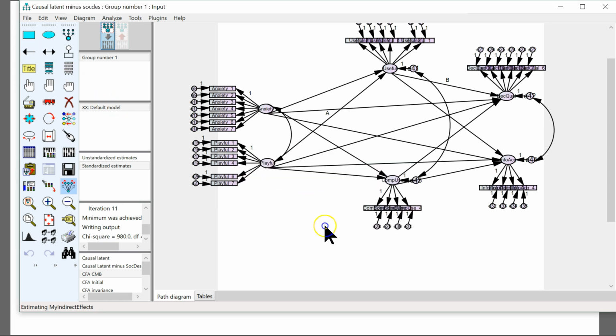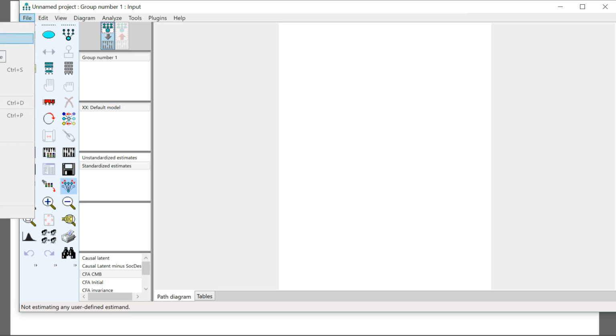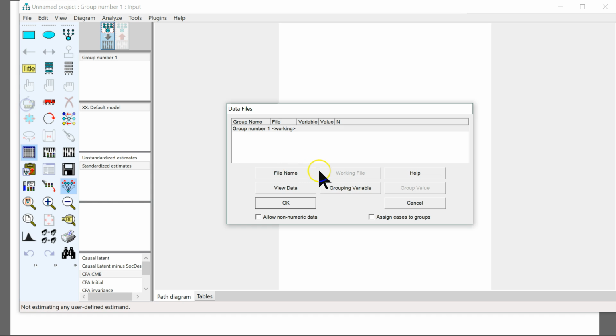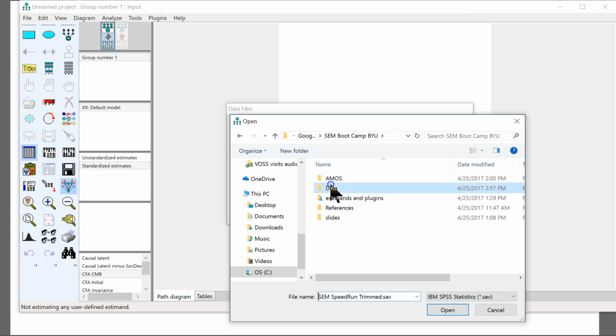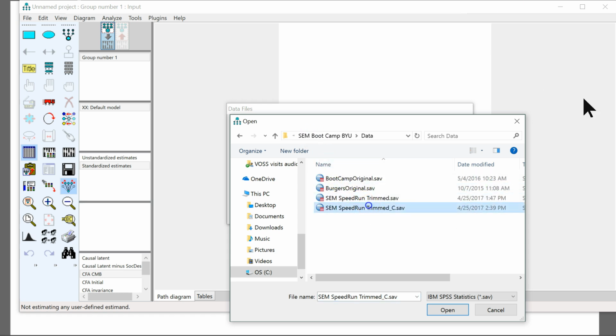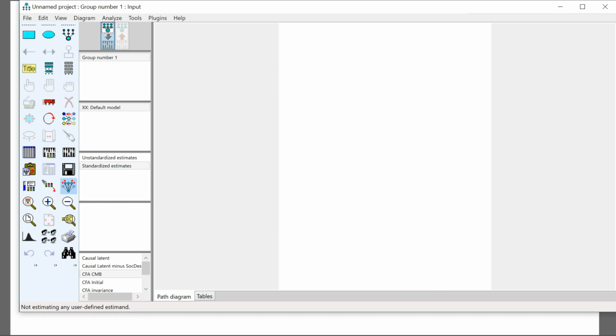Yes, save. Okay. File. Data files. And we're going to bring in that data. Here's speedrun trimmed underscore C. That's the one we want. Okay, except actually we need to go edit that one a bit.